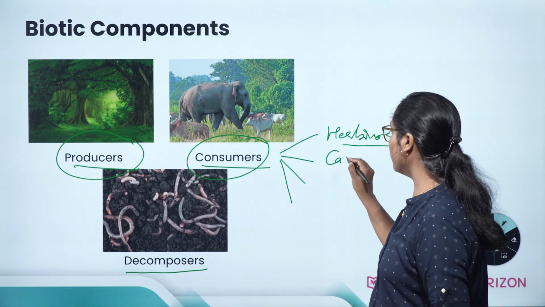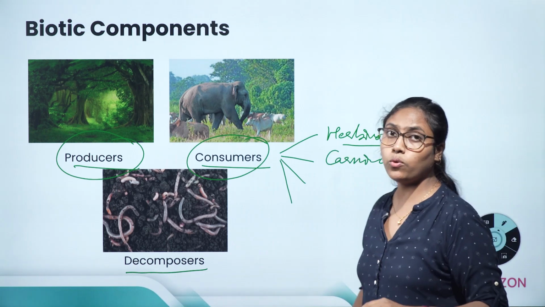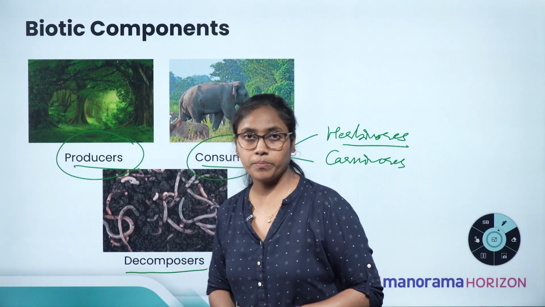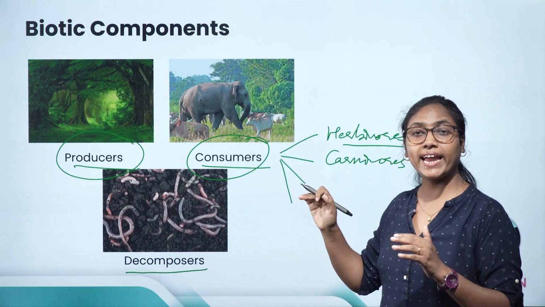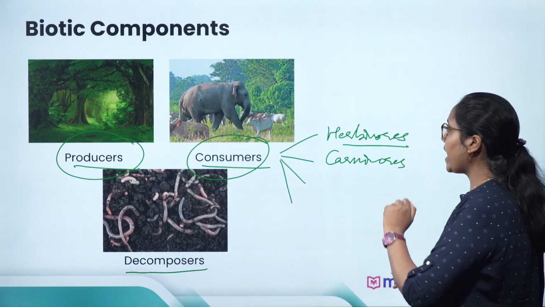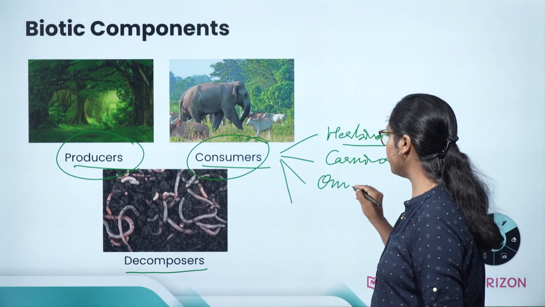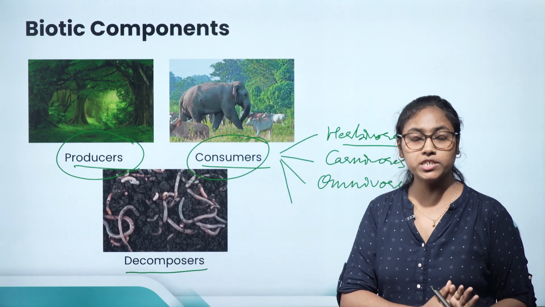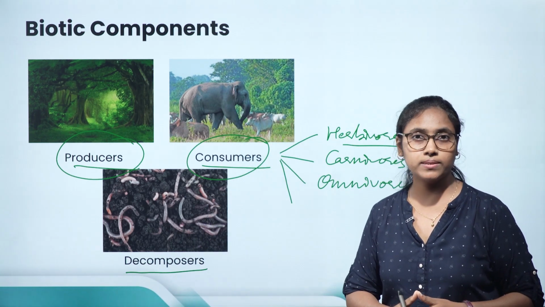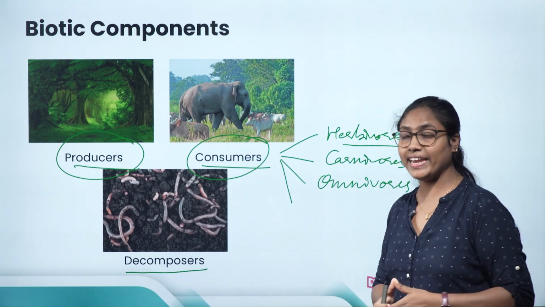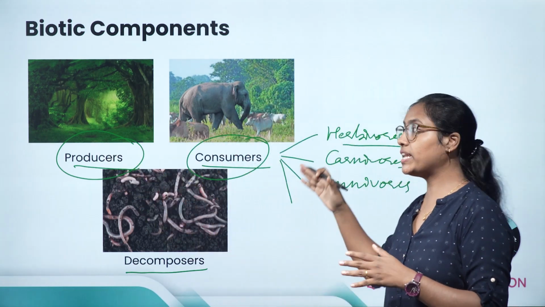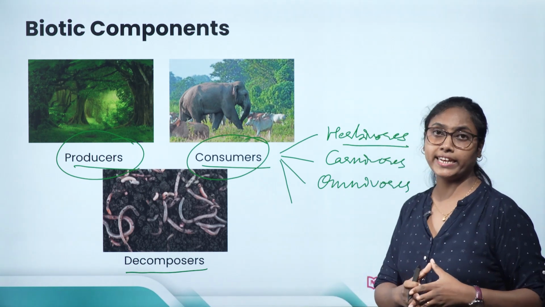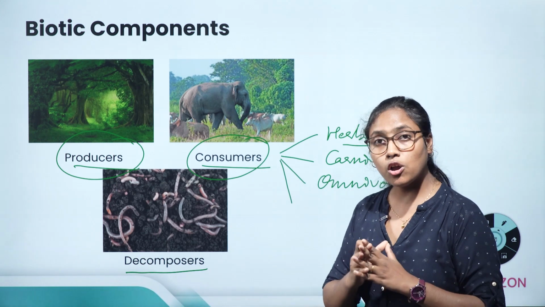Then we have carnivores. Carnivores are organisms that feed on herbivores, and they indirectly feed on producers because they are feeding on herbivores who get nutrients from producers. Then we have the next category, omnivores. Omnivores are organisms that feed on producers as well as on consumers, like humans, who are mostly omnivores except the vegetarians or the vegans. We call all humans omnivores.